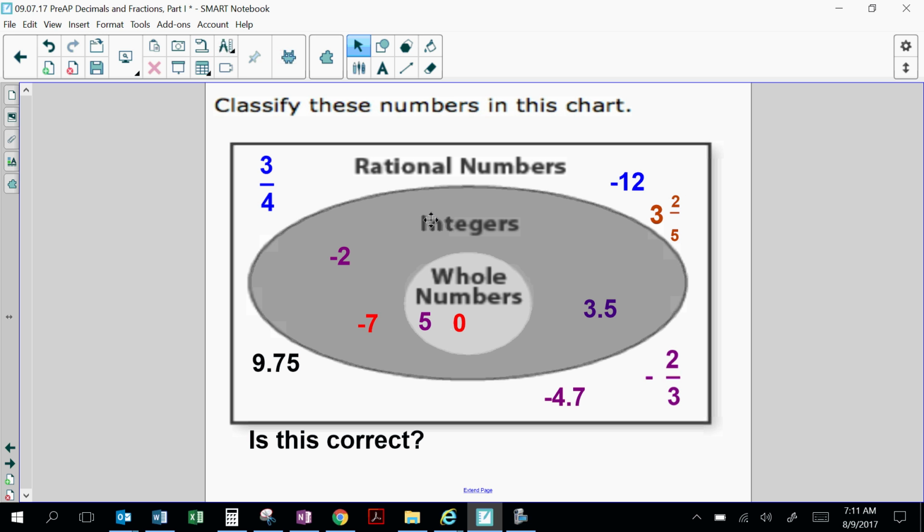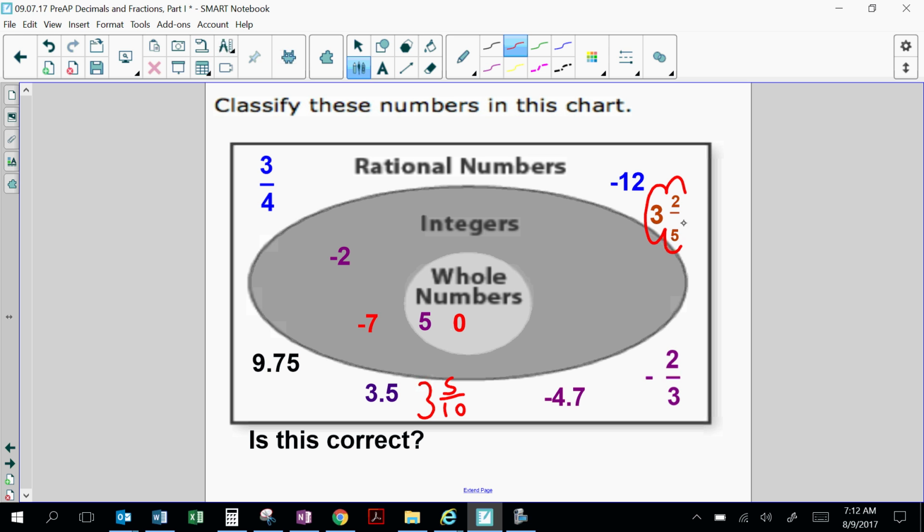Integers. Integers are whole numbers, which we already have right here, and their opposites. 2, opposite, -2, 3 and 5/10. That can be written in fraction form. So all of these can be written in fraction form. Again, this one can be written in fraction form. That's 17/5. So whole numbers, integers, and rational numbers.